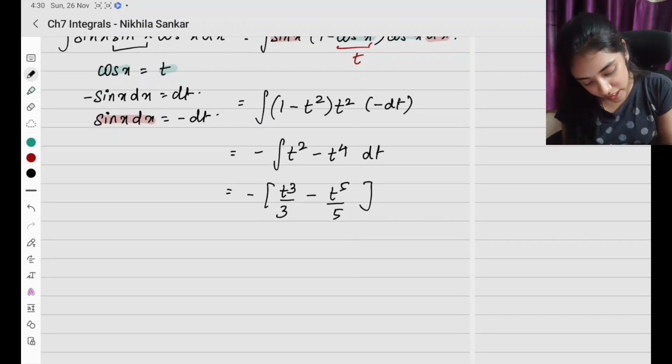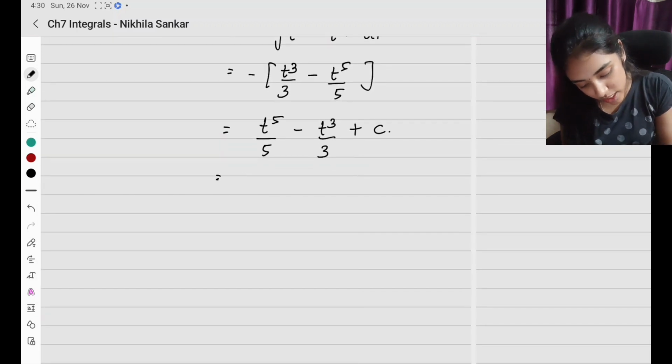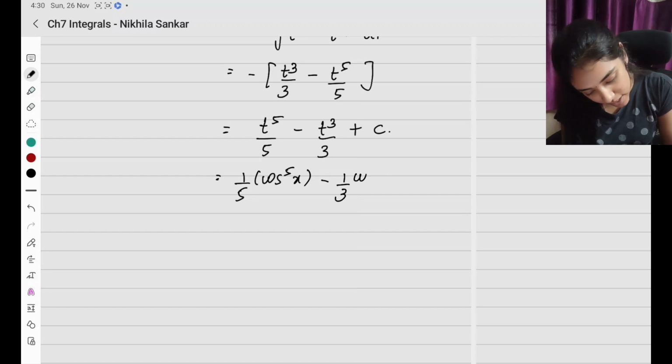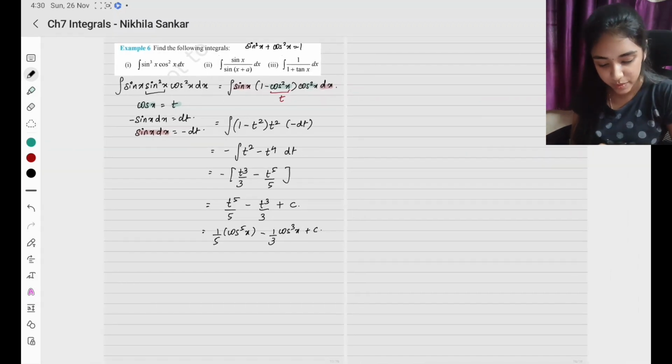So this is my answer. Now I multiply the minus inside. So I have t power 5 divided by 5 minus t cube divided by 3 plus c. Now substituting for t, I'll have 1 by 5 times cos power 5 x minus 1 by 3 cos cube x plus c. So this is my answer.